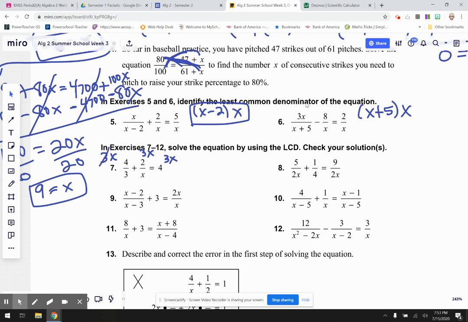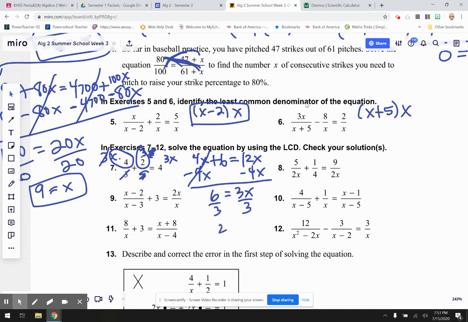So the 3 cancels here, but you still have 4 times x. So you got 4x. Here the x cancels, but you still have 3 times 2, which is 6. And you don't have anything to cancel there, so you just get 12x. So we'll subtract 4x on both sides. And you get 6 equals 3x. And when you divide by 3, you get 2 equals x. Okay, so that's that answer right there.